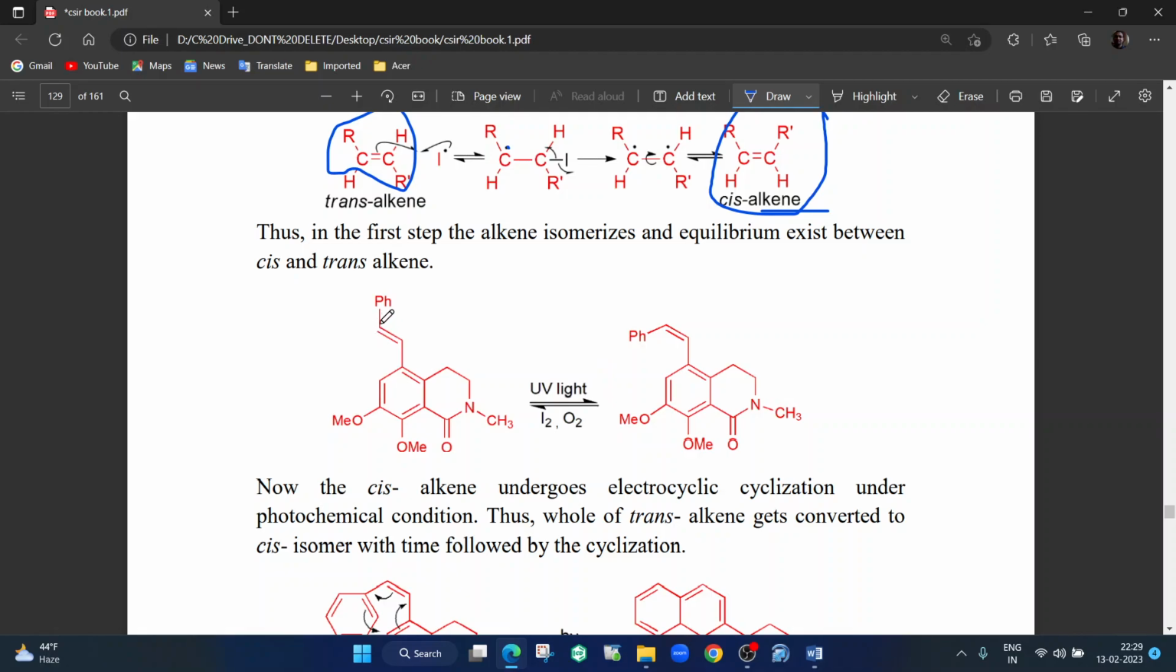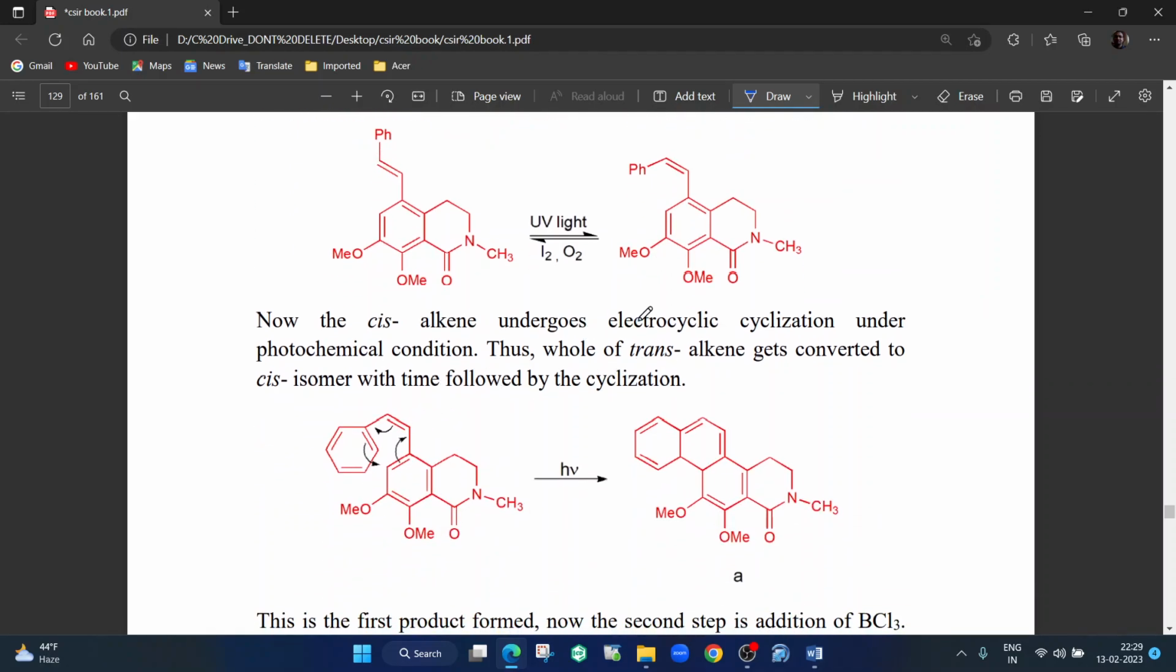What happens? This trans becomes cis. Once cis is formed, it can undergo electrocyclic cyclization reaction. Yeah, it undergoes electrocyclic cyclization reaction. Now this is nothing, the electron comes here, this goes here, and this comes and attacks here. So it is an electrocyclic reaction. It is a six membered ring it forms, and you get this product, right?